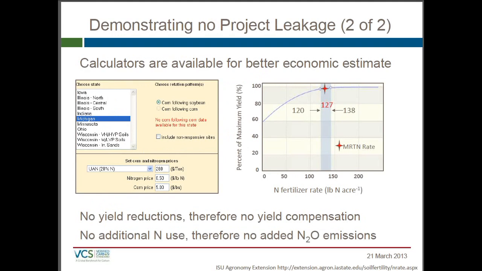The gray vertical band you can see on that right-hand graph shows the profitable nitrogen rate range for corn that can be applied to the field. In this case, it's between 120 and 138 pounds of nitrogen per acre, or approximately 135 to 155 kilograms of nitrogen per hectare. And the red star there shows the MRTN rate. In this case, for Michigan in that system, it's about 127 pounds of nitrogen per acre, or around 140 kilograms of nitrogen per hectare.